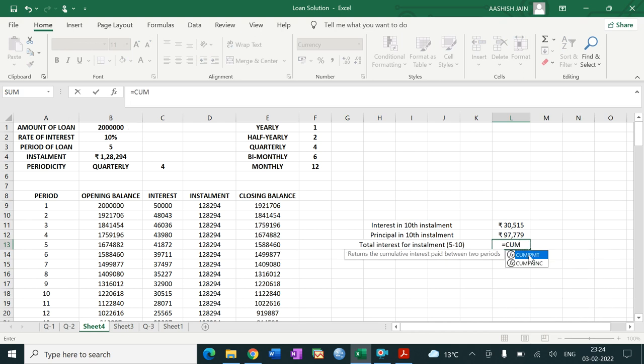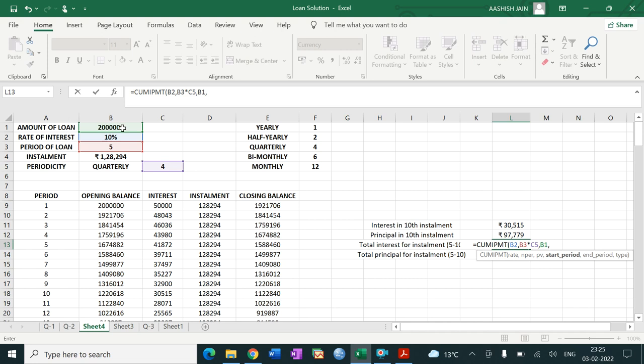Now total interest, that is equal to CUMIPMT. So first they are asking for the rate. Now for this case we just take this 10%. We will not divide by quarterly. Why? Because we are calculating the cumulative value, right? So rate 10%, total number of periods 5 multiplied by 4, right? Present value, that is 20 lakh. In this case we will not put a minus sign, right? Why are we not putting a minus sign here? Because this cumulative function doesn't consider the negative value, right? So we need to put the sign outside the bracket, right?